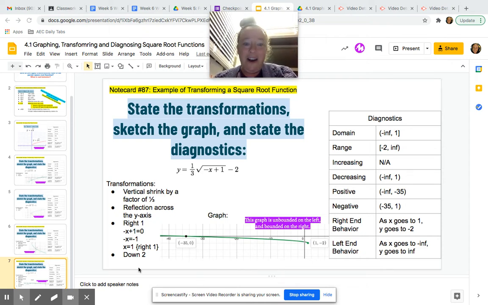I think I had already gone over all this and talked about how I had to zoom out on Desmos and find the x-intercept. All right, so the domain we talked about, the range we talked about. This thing is not increasing at all. It is decreasing on the entire domain, so it's decreasing from negative infinity up to the x value.